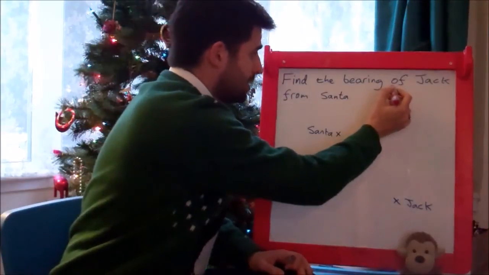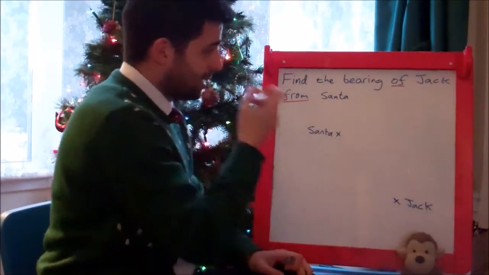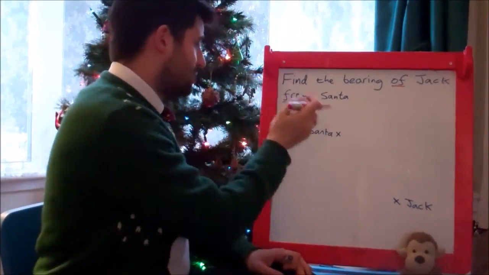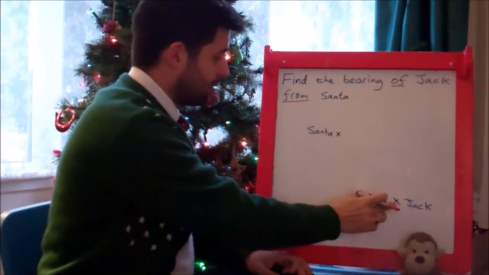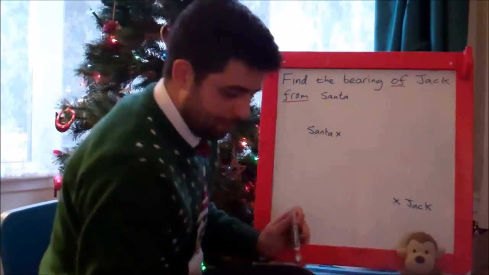First thing to do, underline these words of and from, because the key mistake here is knowing where to start, and so this is saying from Santa, so you start at Santa. A lot of people do make a mistake and they'll start at the wrong one. In this case it would be Jack.